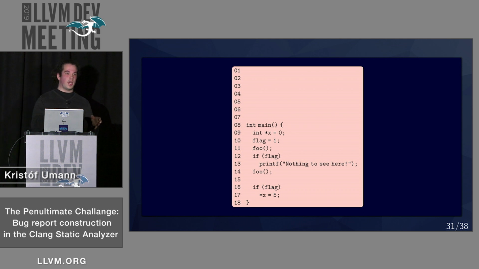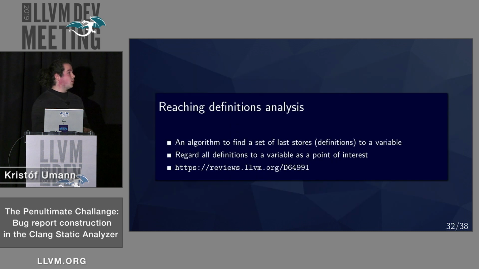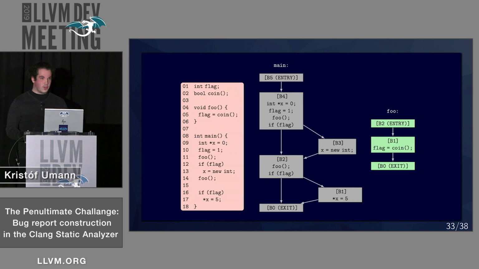So for this talk, I'm going to focus on only one approach that we took, which is called reaching definitions analysis. Now, reaching definitions analysis describes an algorithm where we calculate the last stores or definitions to a variable. And our idea here was to regard all of these reaching definitions as a point of interest. And we have already put a lot of effort into implementing it. Let's see a concrete example.